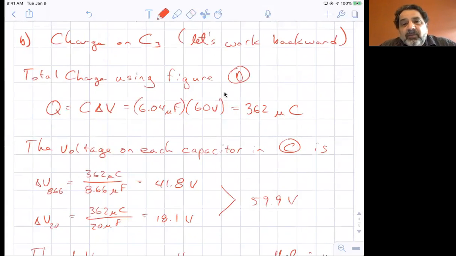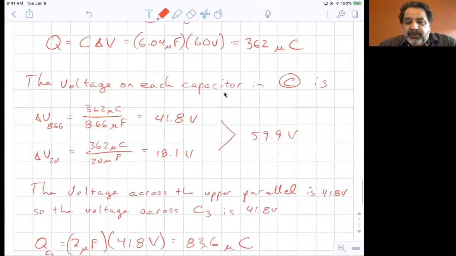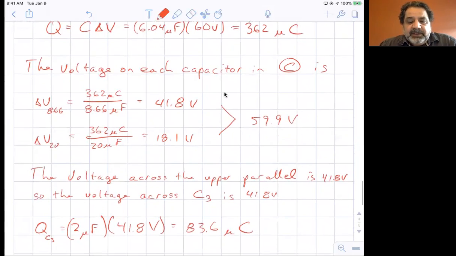Now those should equal 60 volts, and they don't. It's 59.9 because there's some rounding error, and I'm not going to worry about it. But I got close. 59.9 is close to 60. Just some rounding error from my calculations, but you can see that it's close.